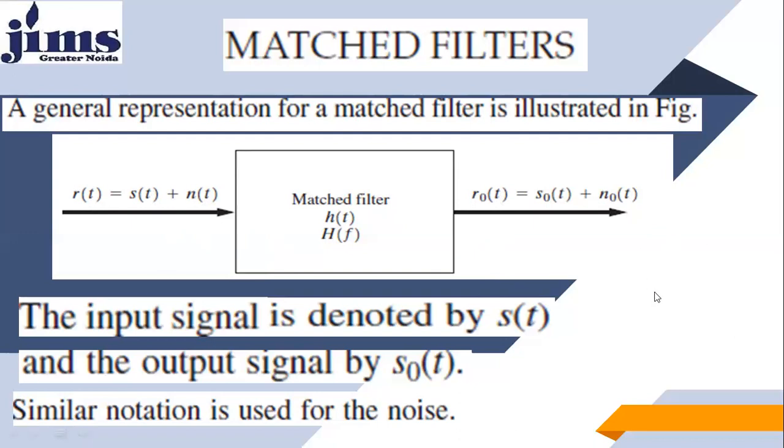Similarly, s(t) represents input, s0(t) represents output, n(t) represents input, and n0(t) represents output. So the input signal is denoted by s(t), and the output signal by s0(t). Similar notation is used for noise: n(t) is the input noise, and the output noise is designated as n0(t).